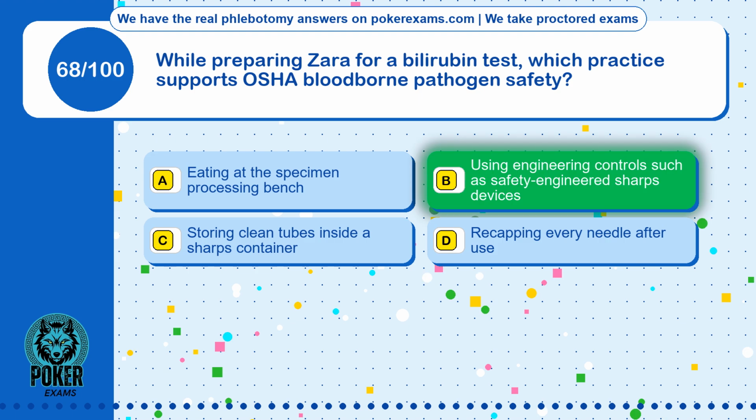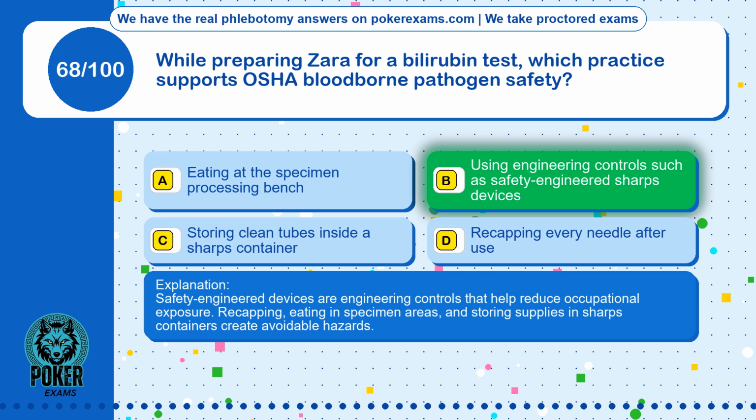The correct answer is option B. Using engineering controls such as safety-engineered sharps devices. Safety-engineered devices are engineering controls that help reduce occupational exposure. Recapping, eating in specimen areas, and storing supplies in sharps containers create avoidable hazards.